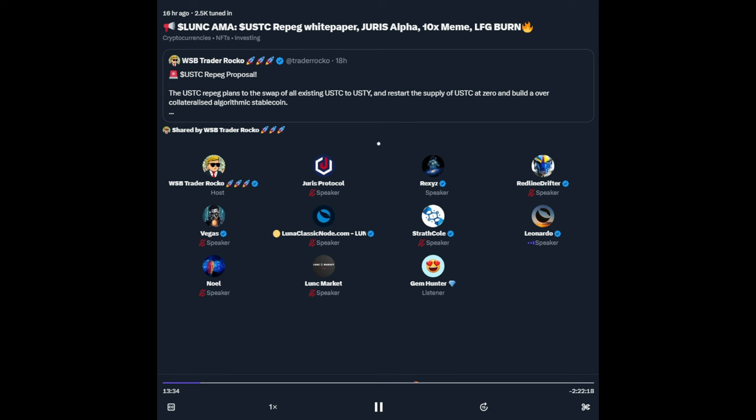Because I cannot stress enough that if we're able to repeg USTC and bring it back from the dead, in parallel with what's happening with Lunc at the moment, then I truly believe that we can be a top 10 coin again. 100% believe that. Developers associated with making the repeg a reality, that's going to be a ton of kudos. But people don't work for free, because there are other blockchains paying lots of money to work.